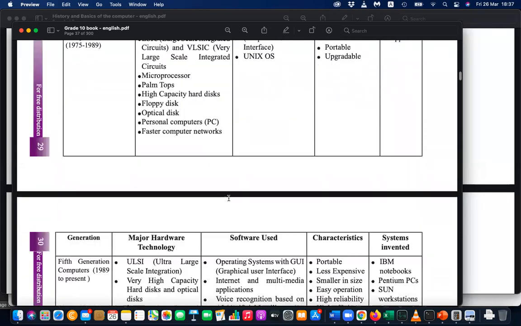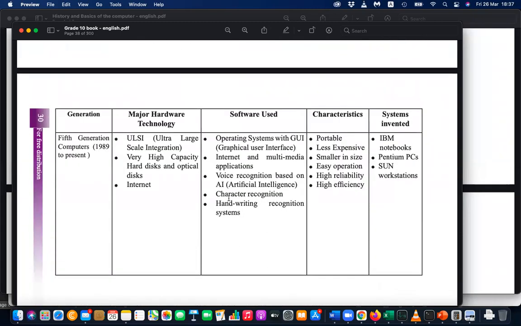And the fifth generation, artificial intelligence, uses ultra large scale integration, voice recognition, handwriting recognition, character recognition, internet and multimedia applications, cloud applications, IoT, everything comes under this generation. So currently, are we in the fourth generation or the fifth generation? What do you think? What is our current generation? Are we in fourth or fifth?